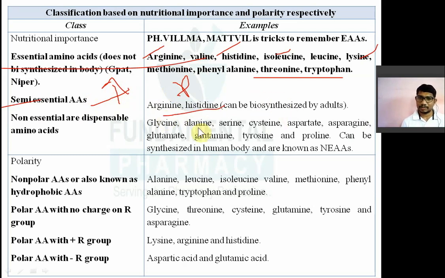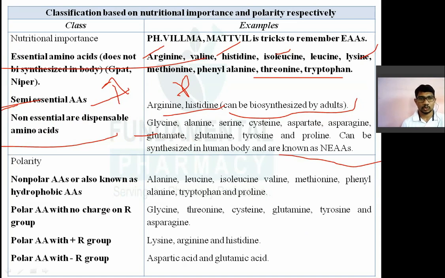Now non-essential amino acids, they are also known as dispensable amino acids. Non-essential, whatever remaining: alanine, serine, cysteine, aspartate, asparagine, glutamate, glutamine, tyrosine, proline, they can be synthesized in the human body. They are known as non-essential amino acids. Okay, so those which are not synthesized in the body must be supplemented from diet. Those are known as essential amino acids. Those which can be synthesized from their precursor, if their precursor is available, like arginine, histidine, they are known as semi-essential.